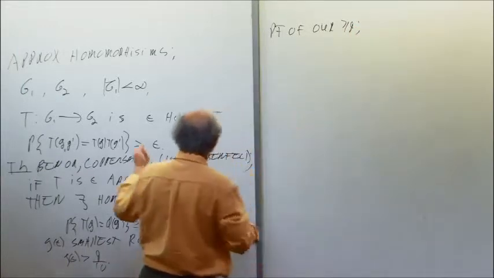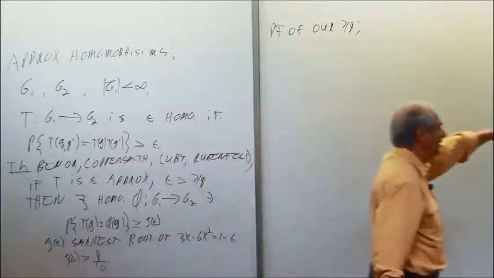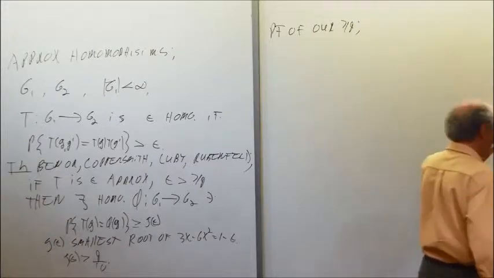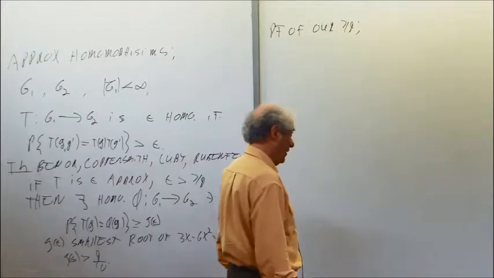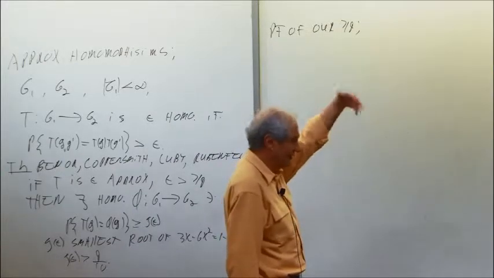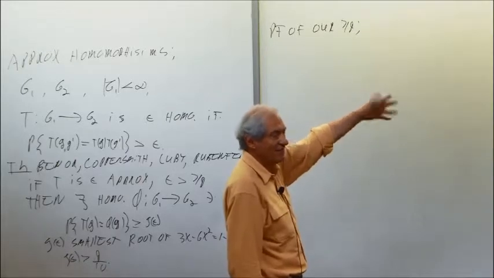And so I need two groups. So what am I given? I'm given a normal subgroup of a finite index normal subgroup of a group G, and some choice of coset representatives, which behaves well 7/9 of the time.